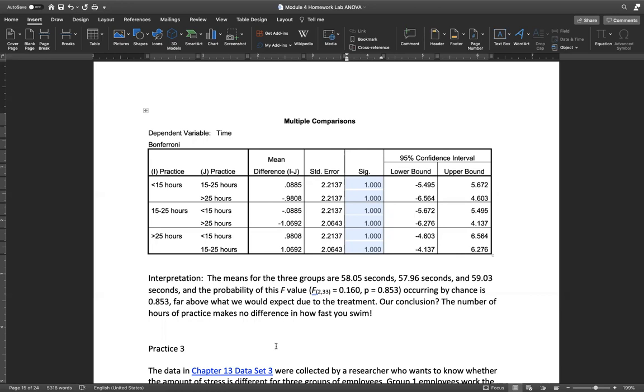Our conclusion, the number of hours of practice makes no difference in how fast you swim. Now, do I think that's really true? No, I don't actually. I think the more hours you practice probably does.